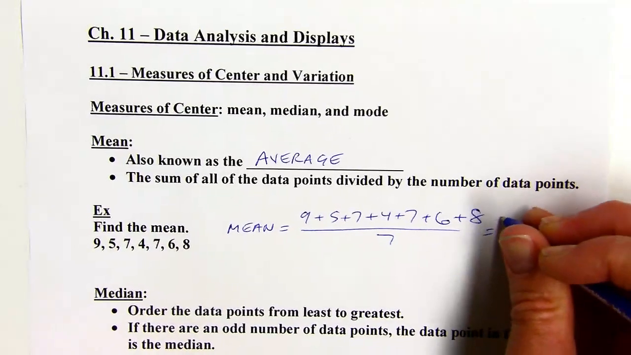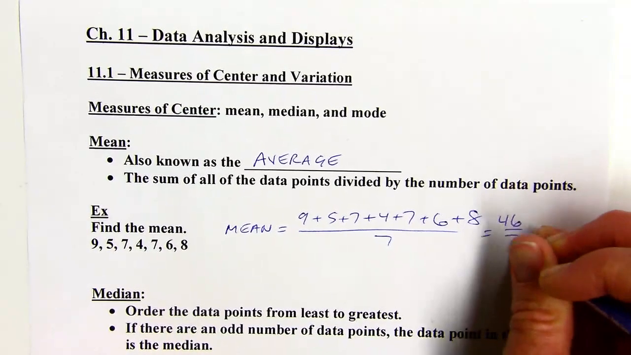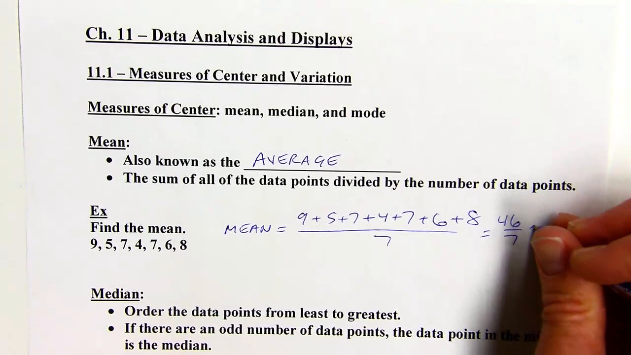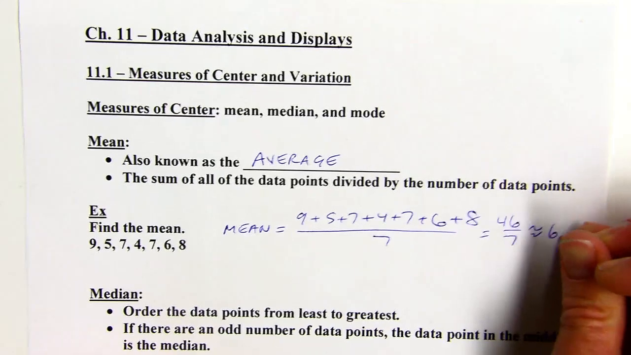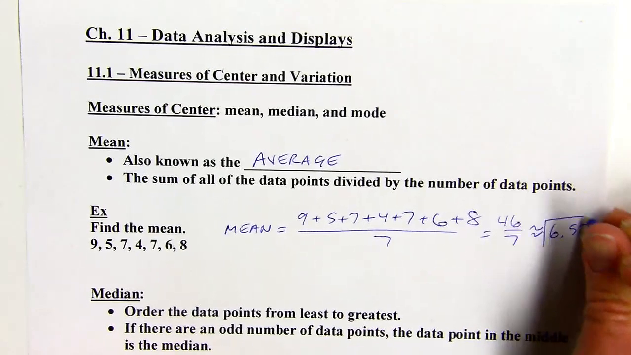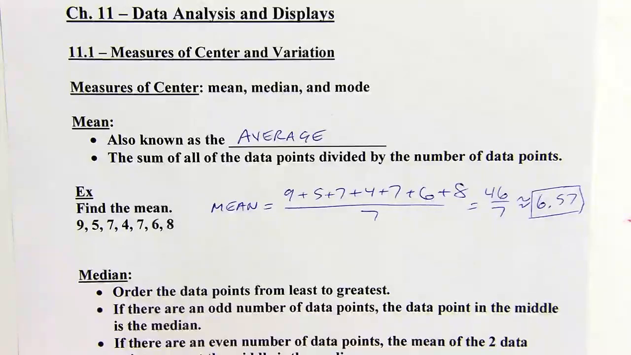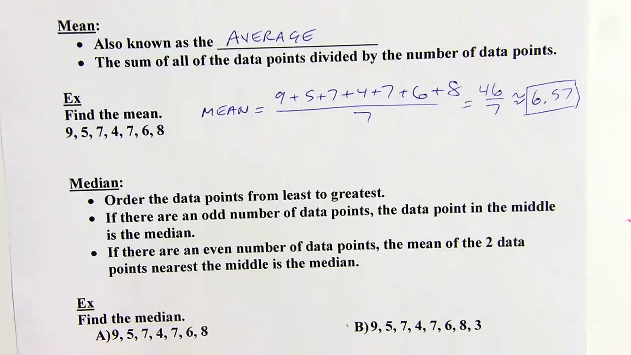So add it all together, that would give me 46 over 7. And then if you put that into a calculator, it'll be about 6.57. And there is our mean or average. Okay. All right. Now let's look at median.